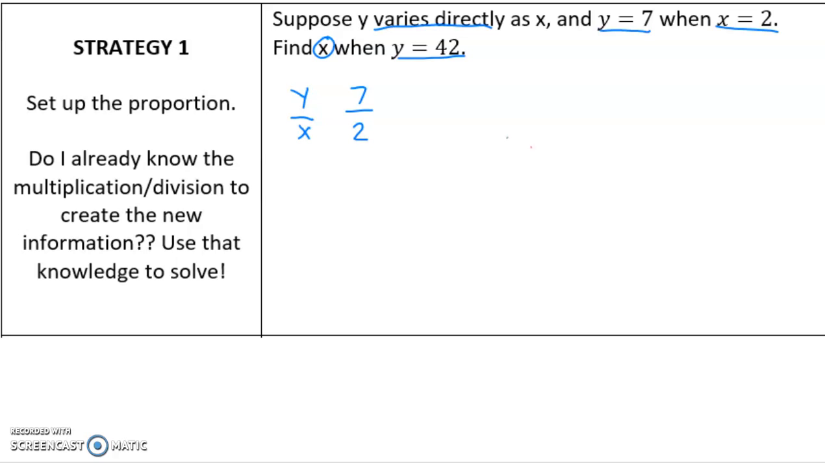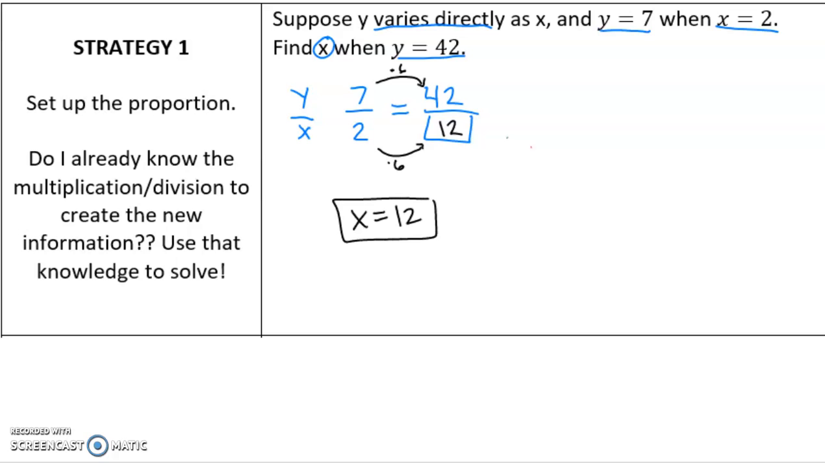Then it says find x when y is 42. Y is the numerator, so it gives me the 42, and it says find the x value. First thing I always do after I set it up is ask myself, do I know what I multiply by to get to that other piece? Well, I know that 7 times 6 gets me to 42. So that means I want to do 2 times 6 to get 12. So x equals 12. Okay, so that's the first thing. Always look: do I know what it is already?